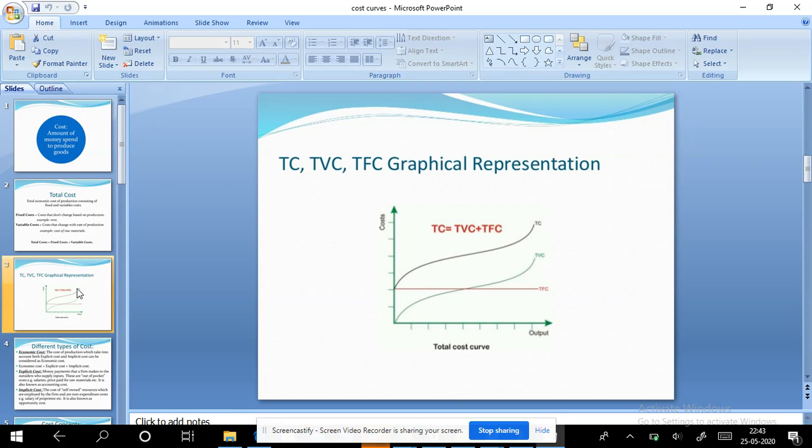When we see the graphical representation of these costs, TC is the total cost curve, TVC is the total variable cost, and TFC is the total fixed cost. In this graph, we are measuring costs on the y-axis and output on the x-axis. TFC is a horizontal curve, that means there is no change, and whatever changes occur in the total cost are due to the changes in the total variable cost.